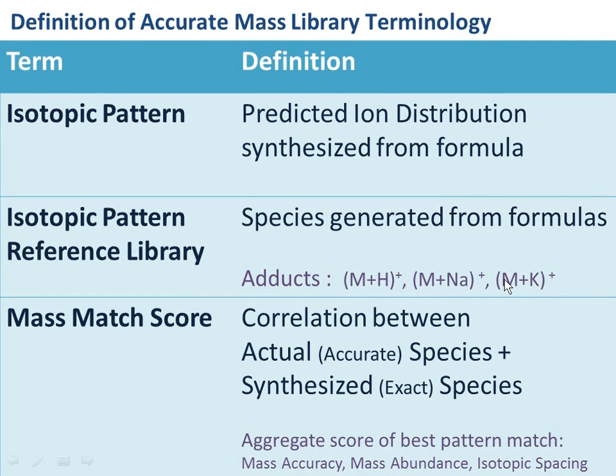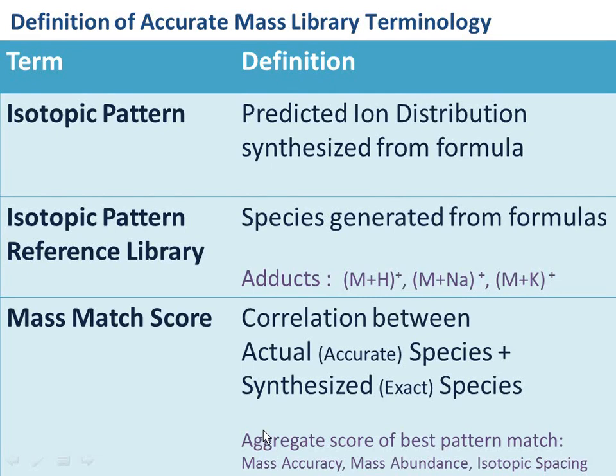That's a typical variation of that. And the last term is the mass match score, which is the total score that represents a correlation between the accurate spectra that you've acquired for that species and the synthesized or the exact predicted ion masses that you've predicted for that set of species.